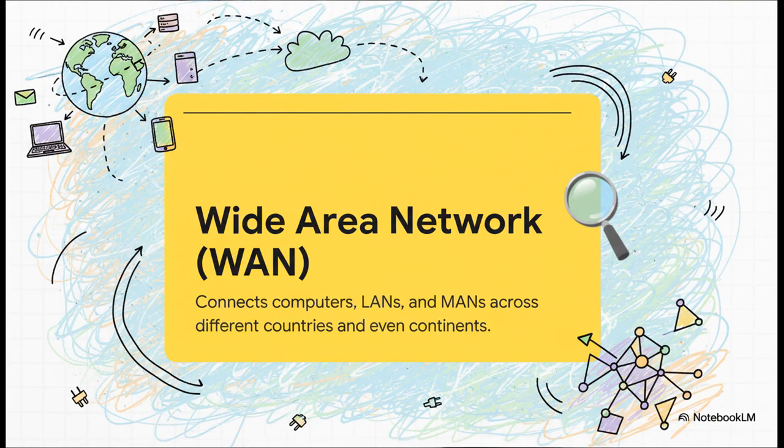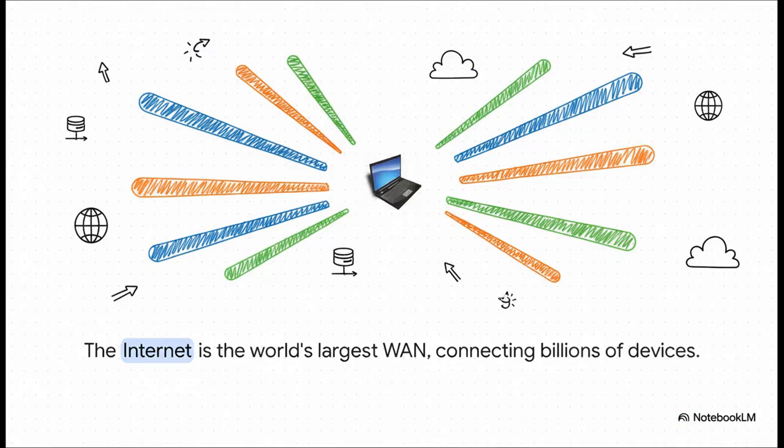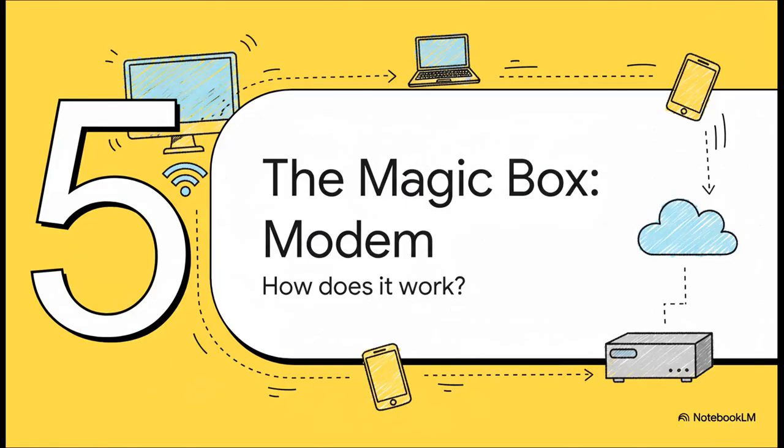And now for the biggest of them all, the network that connects the entire world. This is the Wide Area Network, or WAN. It connects computers, LANs, and MANs across different countries and continents. That's right, the internet itself is the world's biggest WAN. It connects you to servers and people all the way from Delhi to New York, connecting billions and billions of devices. It's absolutely massive.